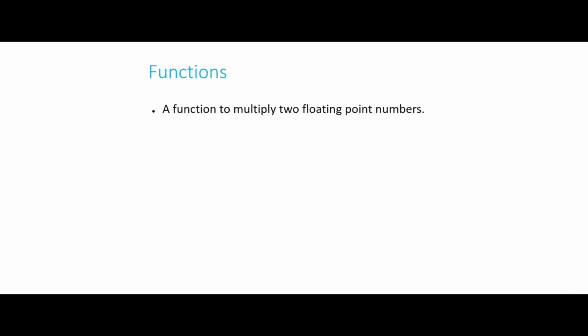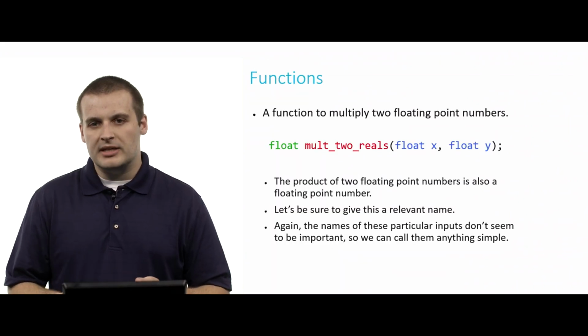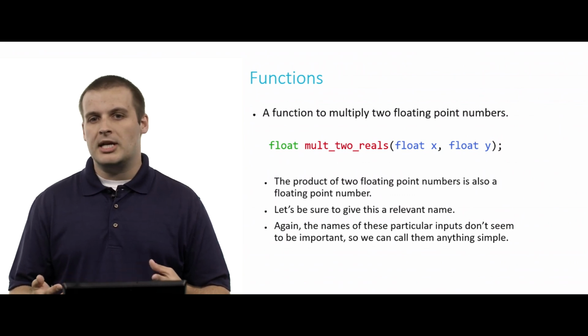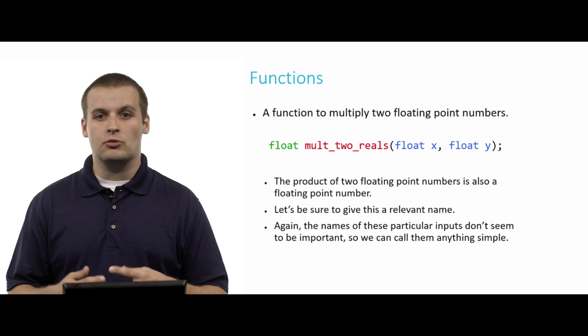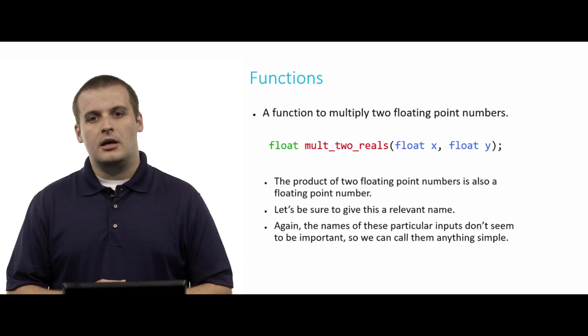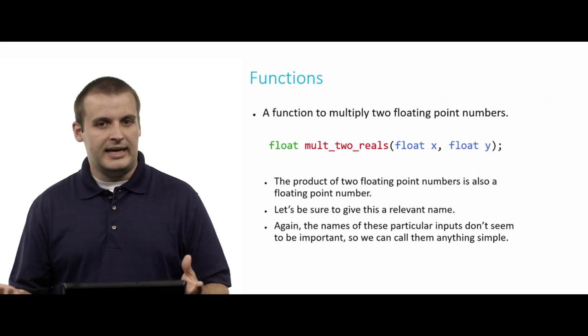All right, hopefully you paused the video. So let's take a look at an example of one possible declaration. Float mult2reals, float x, float y. The product of 2 floating point numbers, which recall are how we represent real numbers or numbers with decimal values in C, is going to be a floating point number. When you multiply a decimal by a decimal, you're probably going to get a decimal.